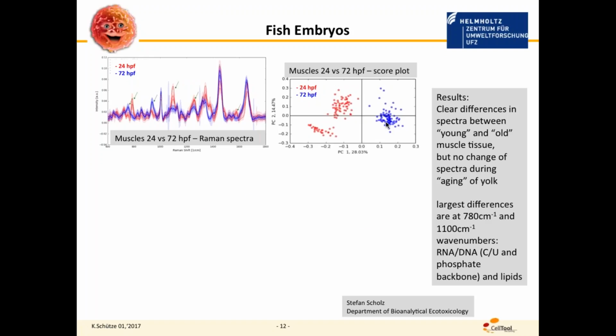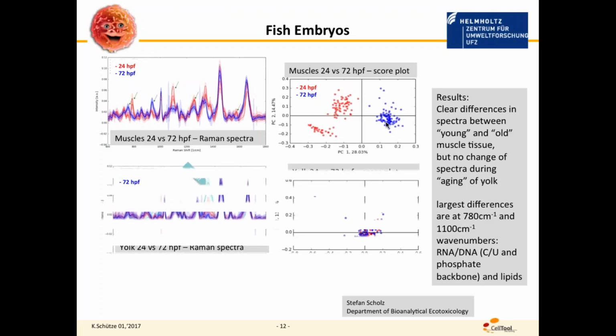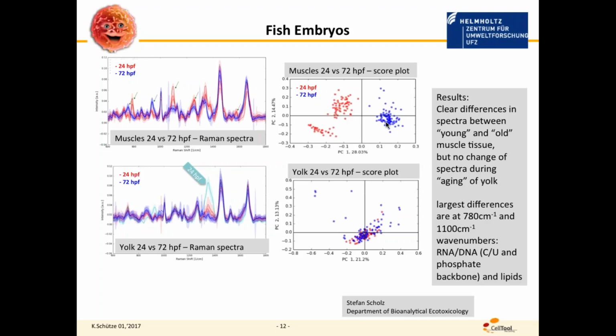And if we look into the yolk, after the time, we did not see any difference, which we think makes sense, because why should the yolk change? Yolk is just eaten up, but there is no change anymore. And we could even find out what was different, and the differences between the young and the old muscles in this case was the RNA formation.